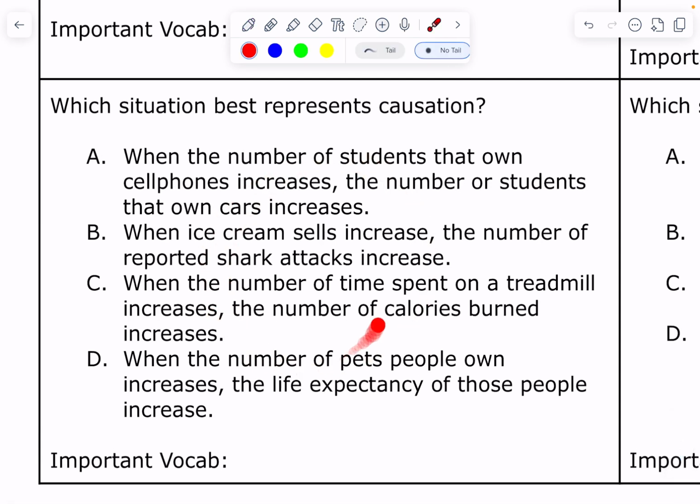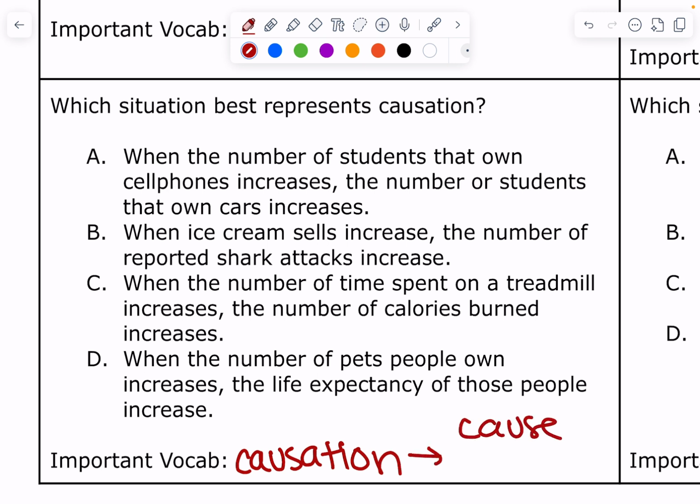These are probably the most confusing questions because you have to think of what is a cause and effect. Which situation best represents causation? So when I think of causation, I think cause and effect. Okay. So when the number of students that own cell phones increases, the number of students that own cars increase.